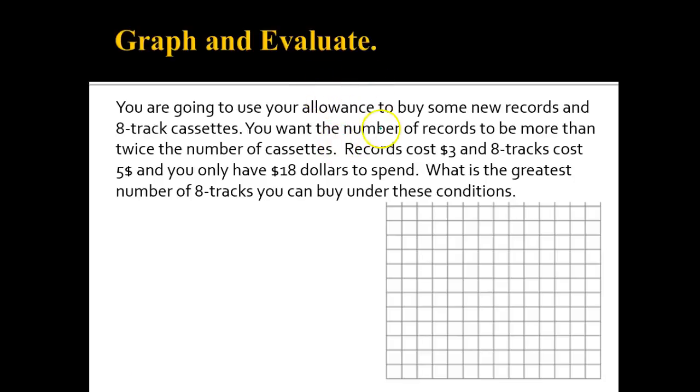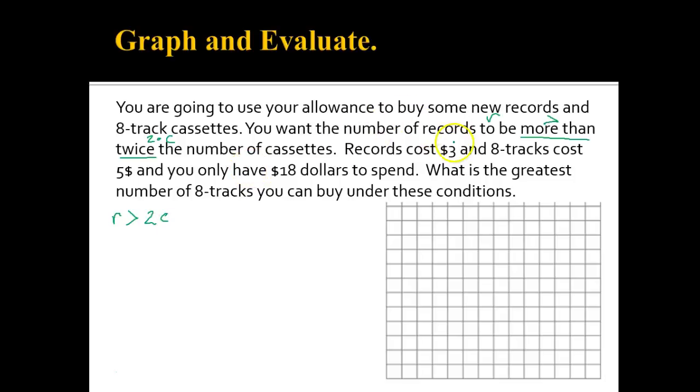You're going to use your allowance to buy some new records and 8-track cassettes. You want the number of records to be more than, right, there's your inequality, greater than twice the number of cassettes, and there's some math words, right? Twice, we've seen that before, 2 times the number of cassettes. So let's say cassettes are C and 8 tracks, records are R. So R is greater than 2C. We can write that down. R is greater than 2C.